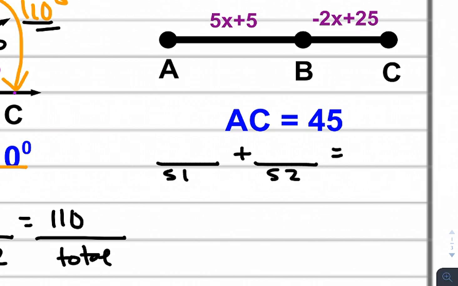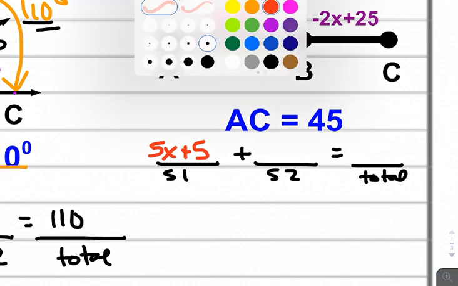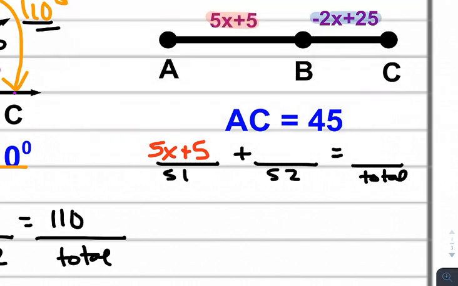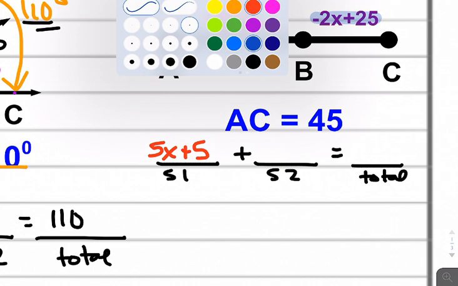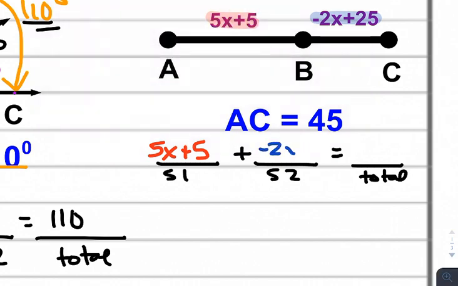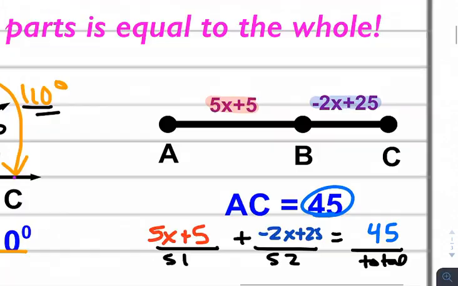Okay? And so if we take this first part, the 5x plus 5, we can add to the second part the negative 2x plus 25, and that should equal our total, which is 45. And so the justification for this equation is the segment addition postulate, the segment addition rule, and now we just simply add all the pieces together.